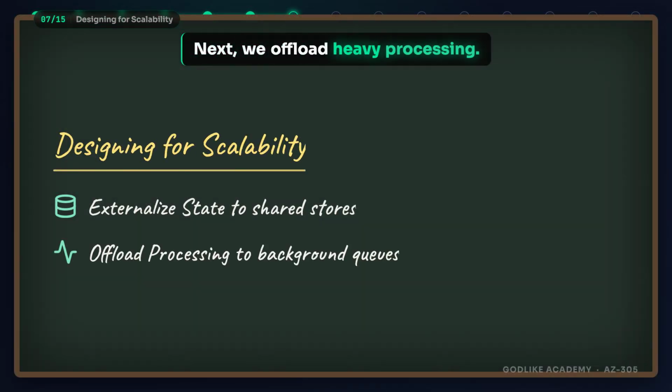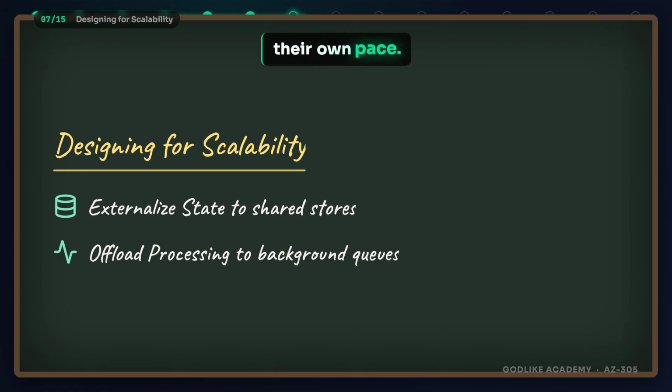Next, we offload heavy processing. Instead of blocking the main thread, we push tasks to a background queue. This keeps the API responsive and allows workers to process items at their own pace.